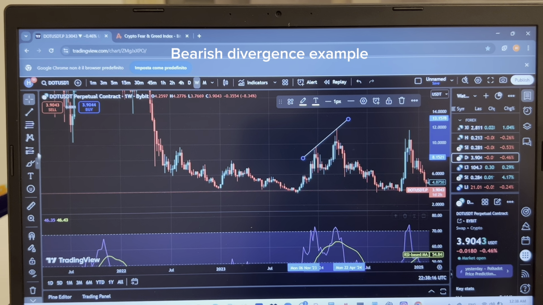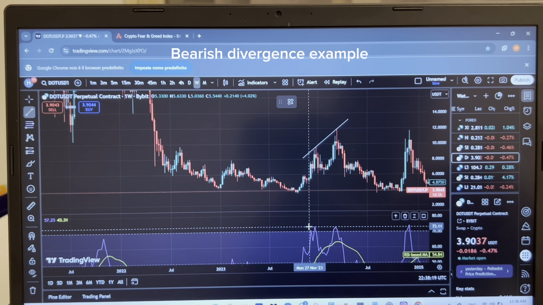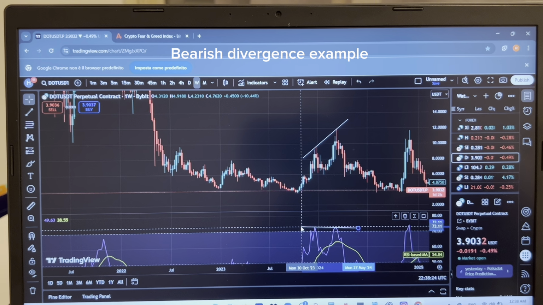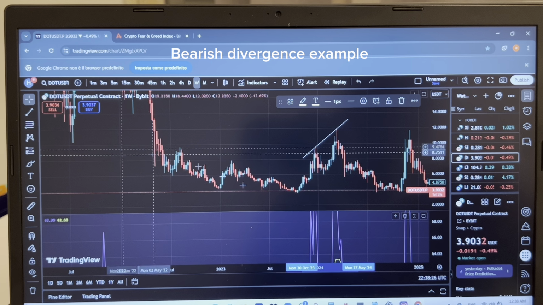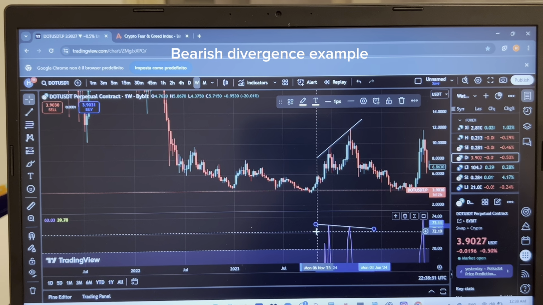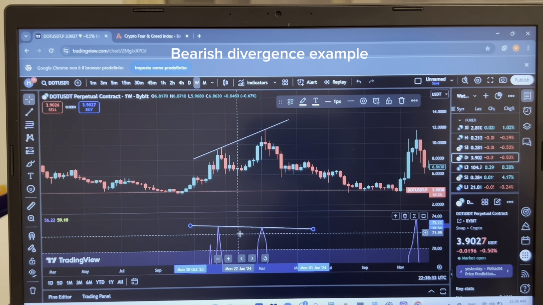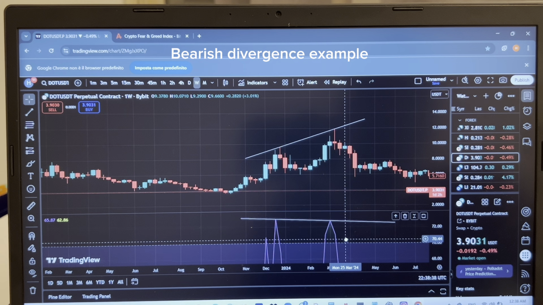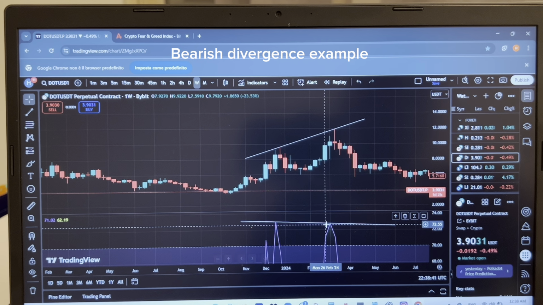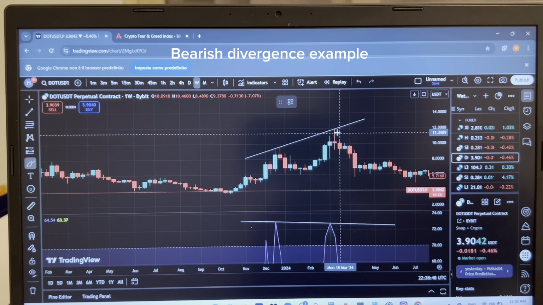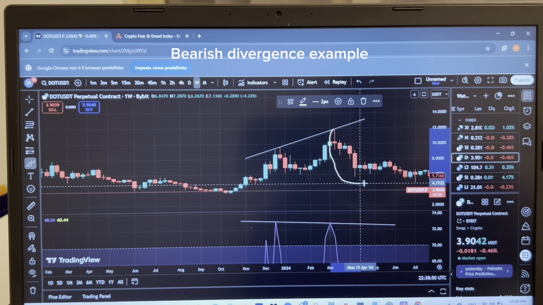But when you look at the RSI, it has not made any higher highs. As you guys can see, when you zoom in, it's not a higher high. So that indicates in the future the market's gonna go bearish. And just like that, the market respected it and it went down.